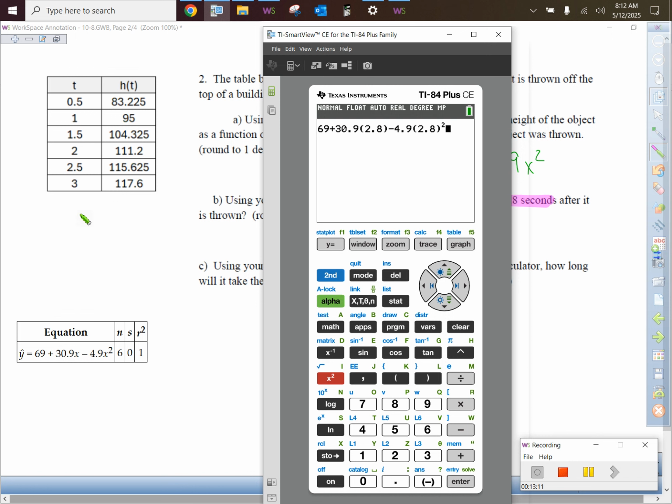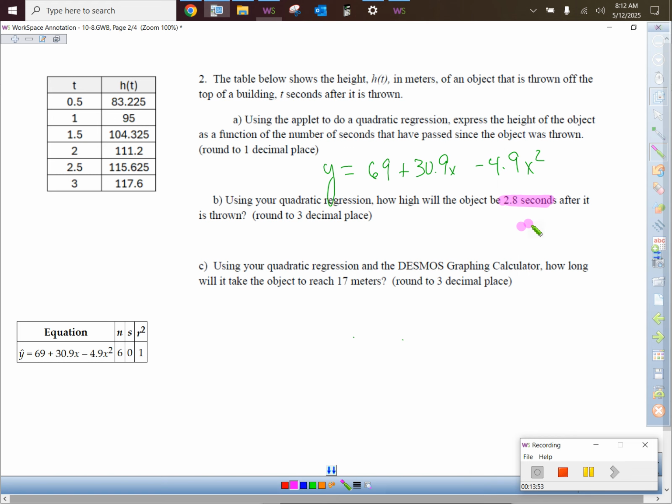So let's see. It should be between these two, right? Isn't 2.8 between 2.5 and 3? So it should be between 115 and 117-ish. So did we get something very, very close to that? So they say round to 3 decimal places. It came out to 3 decimal places. So 117.104 meters, baby.